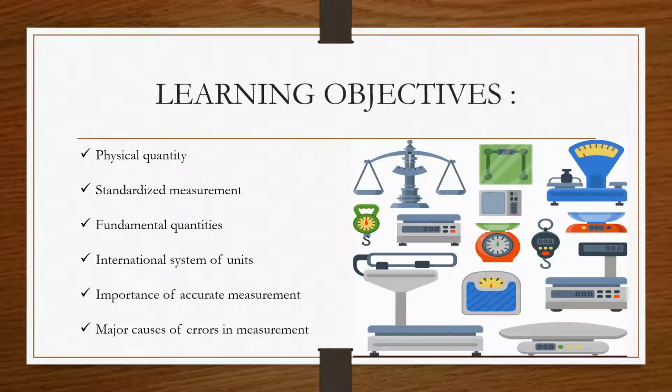Before beginning with the chapter, let us see what the learning objectives are. Students, in this chapter you will understand about physical quantity, what standardized measurement is, and what the fundamental quantities are. Then you will also understand the international system of units, the importance of accurate measurement, and the major causes of errors in measurement.